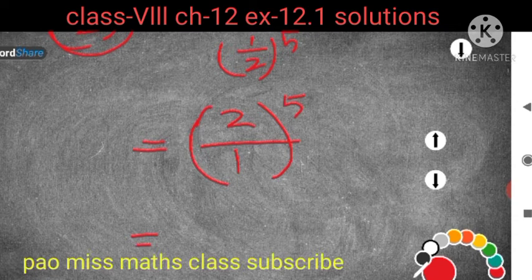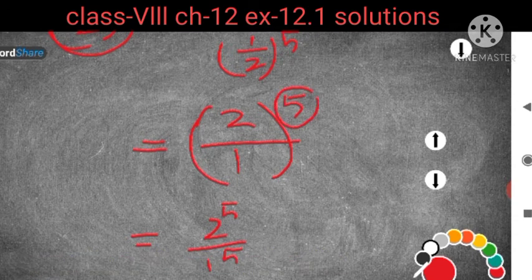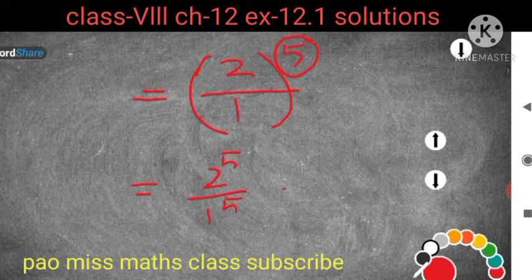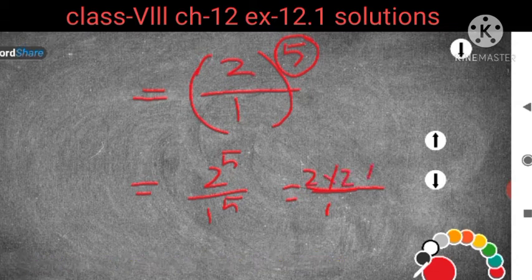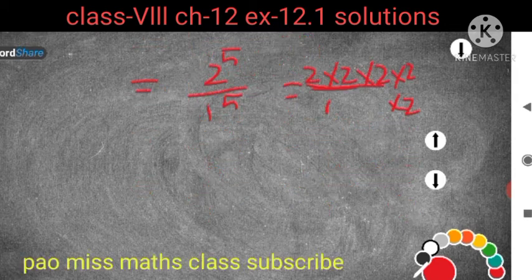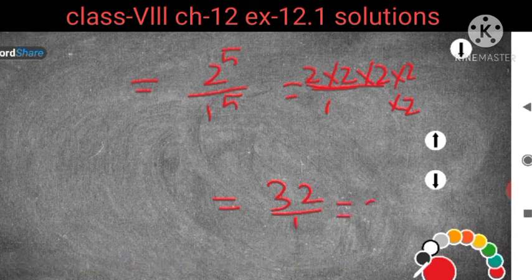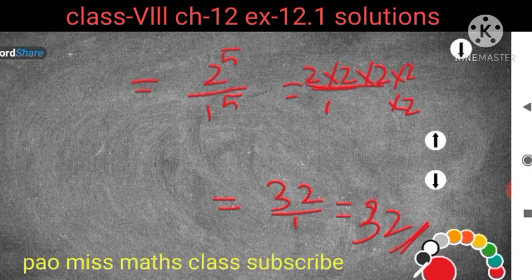That means 2 to the power 5 and 1 to the power 5, because this power 5 is for both values, for the numerator and for the denominator. So 2 to the power 5 and 1 to the power 5 is 1, isn't it? 2 to the power 5 means 2 multiplied 2 multiplied 2 multiplied 2 multiplied 2, 5 times. If you multiply 5 times, it will become 32 upon 1, and 32 upon 1 is equal to 32. So the answer is 32. This is the answer for question number 3.